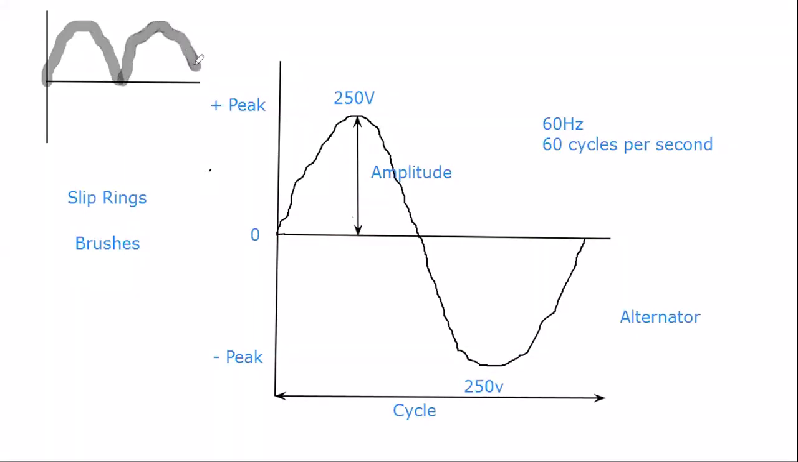The DC generator will produce a waveform that will only be on one side of the grid line of the graph. So it will only be on the positive side. It will not go to a peak negative. The DC generator only produces voltage on one side, whether positive or negative, but in most cases positive.